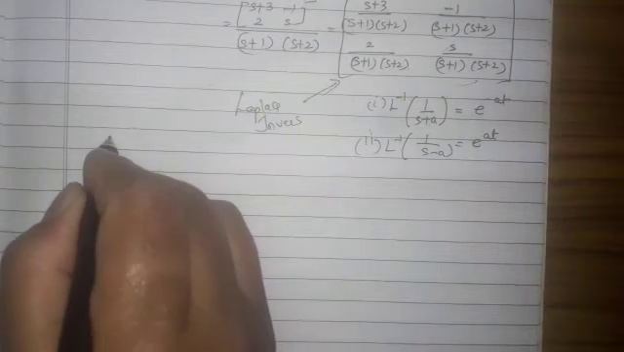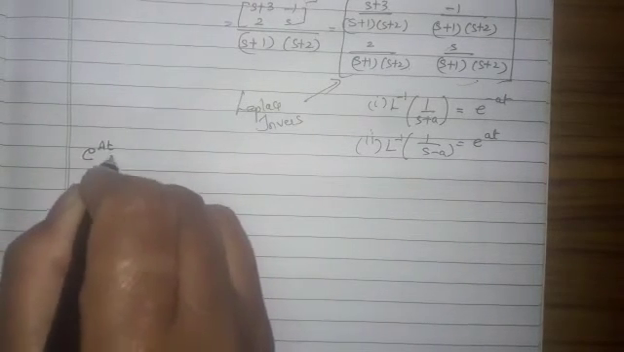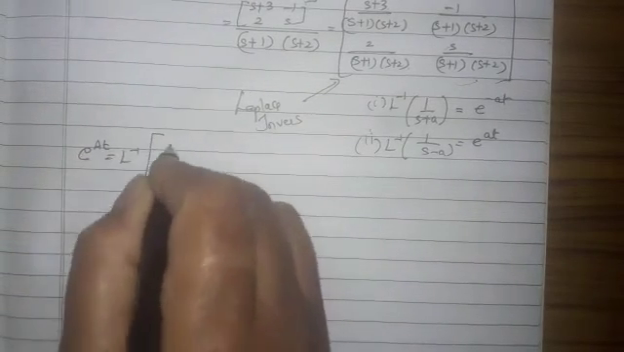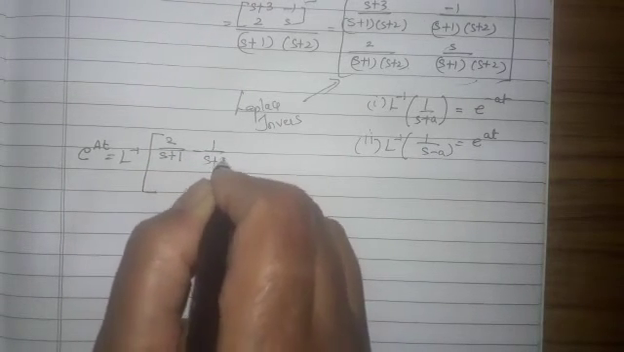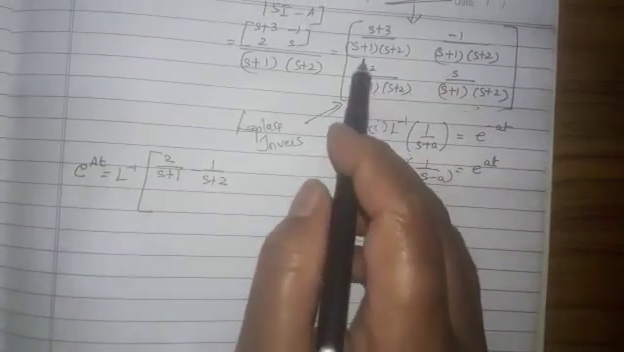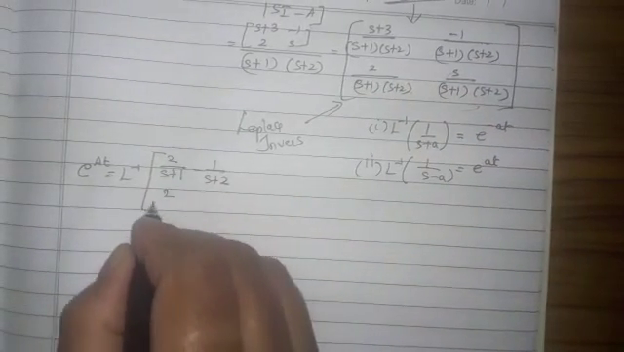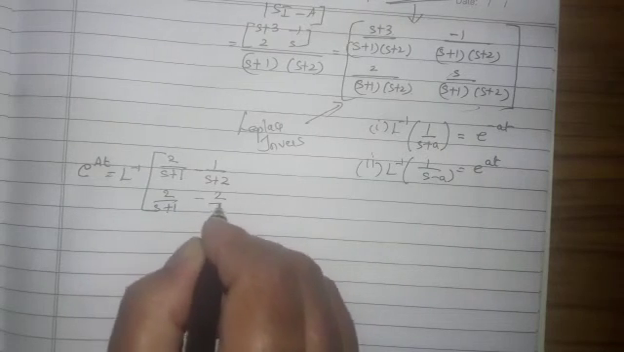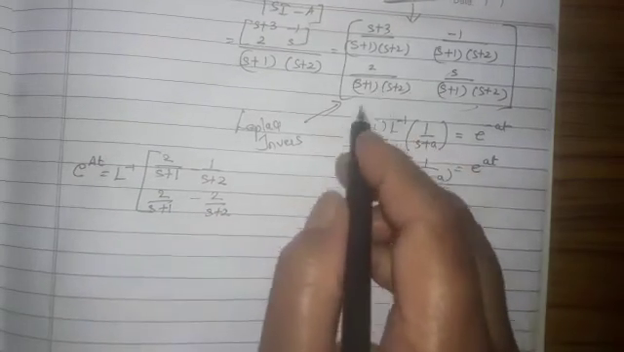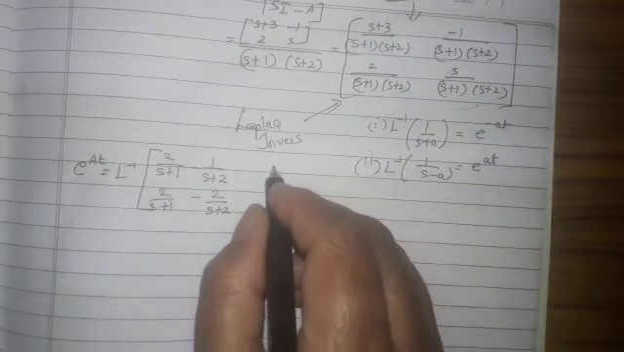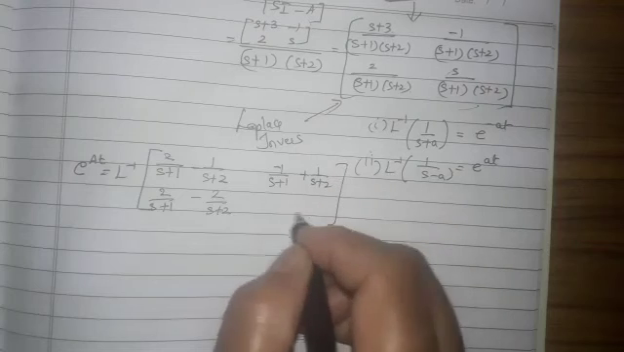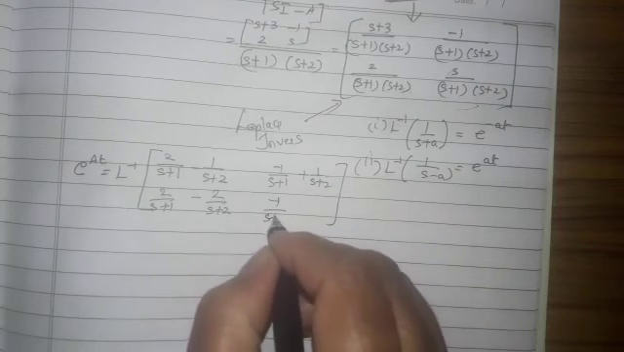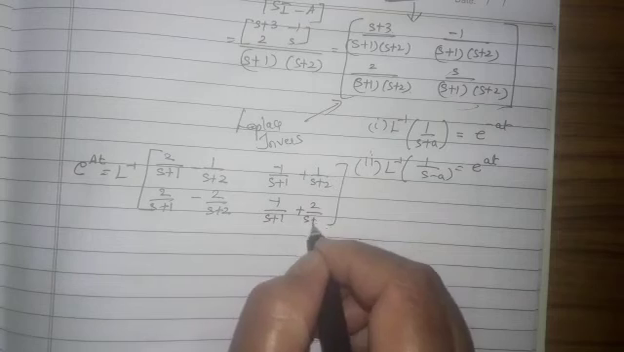Then my whole matrix reduces to e to the power At is equal to Laplace inverse of 2 by s plus 1 minus 1 by s plus 2. That is for this term. Next term, it is 2 by s plus 1 minus 2 by s plus 2. That is for this term. Same way for this one, it will be minus 1 by s plus 1 plus 1 by s plus 2. Here it will be minus 1 by s plus 1 plus 2 by s plus 2.